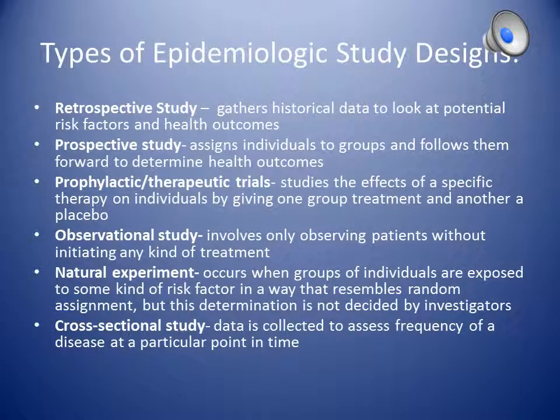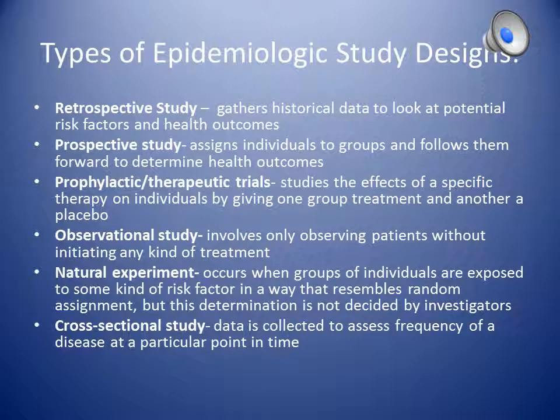A retrospective study looks into the past by gathering historical data on patients related to their exposures and health outcomes. A prospective study looks at future outcomes of patients. For example, a prospective cohort study compares two groups. One has had an exposure to some kind of risk factor, and the other control group does not. Then the examiners look to see which group develops disease.